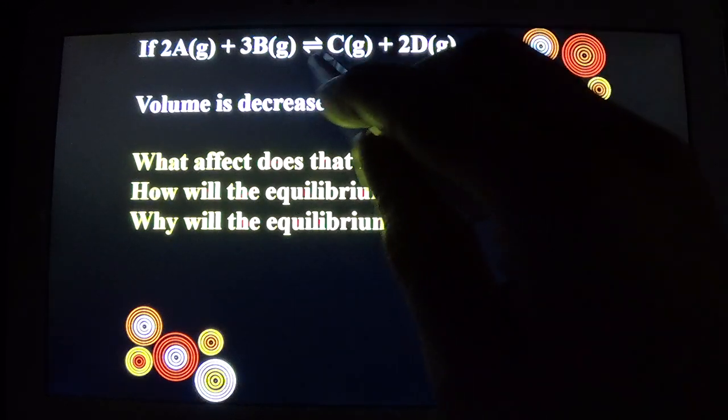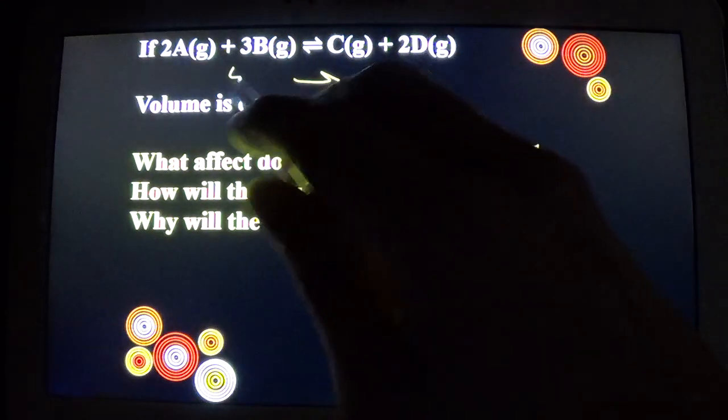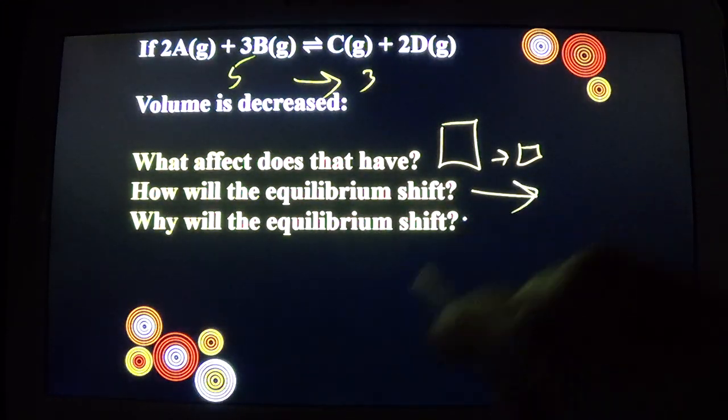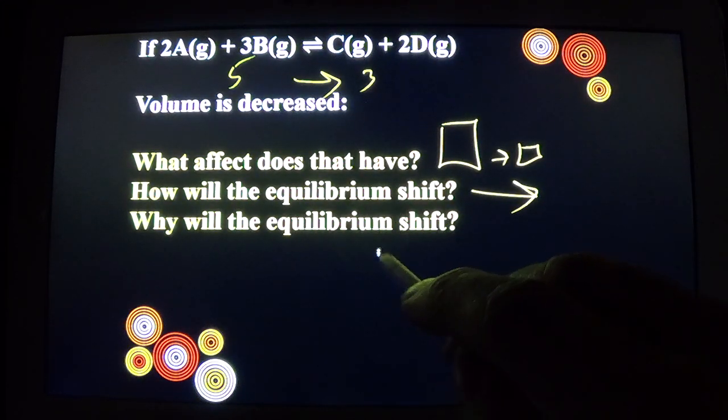What fits better in a smaller volume? The 3 moles of gas, not the 5. So it's going to shift to the right. Why will it be shifting to the right?